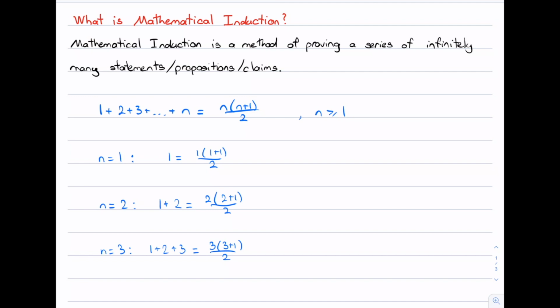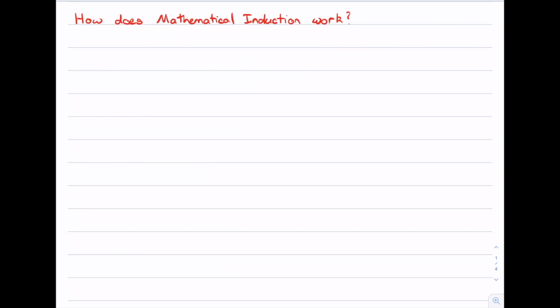Now, if we wanted to prove all of these statements, we could write them all out, literally all of them up to infinity. Well, we couldn't really do it, but we could go through each individual one and try to prove them separately. But of course, that would take an infinite amount of time, and we don't have an infinite amount of time. But using mathematical induction, we can prove all of them in sort of one hit, and that's why it's so powerful. So how does mathematical induction actually work?